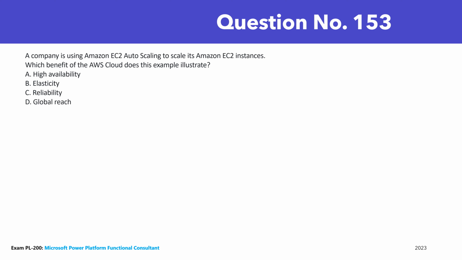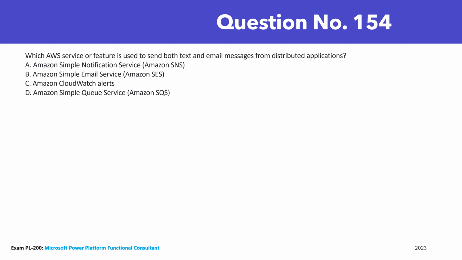A company is using Amazon EC2 auto-scaling to scale its Amazon EC2 instances. Which benefit of the AWS Cloud does this example illustrate? A. High availability. B. Elasticity. C. Reliability. D. Global reach. Correct answer, A.